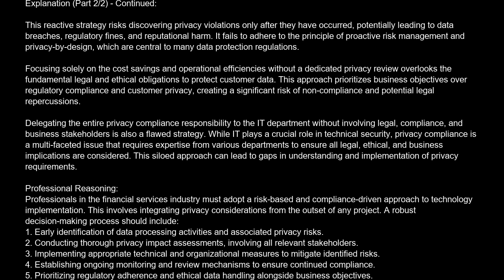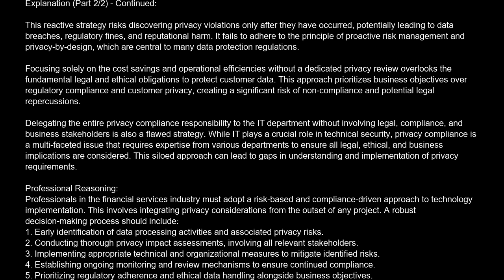repercussions. Delegating the entire privacy compliance responsibility to the IT department, without involving legal, compliance, and business stakeholders, is also a flawed strategy. While IT plays a crucial role in technical security, privacy compliance is a multifaceted issue that requires expertise from various departments to ensure all legal, ethical, and business implications are considered. This siloed approach can lead to gaps in understanding and implementation of privacy requirements.